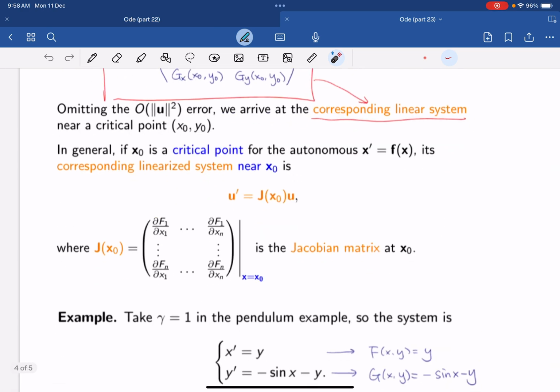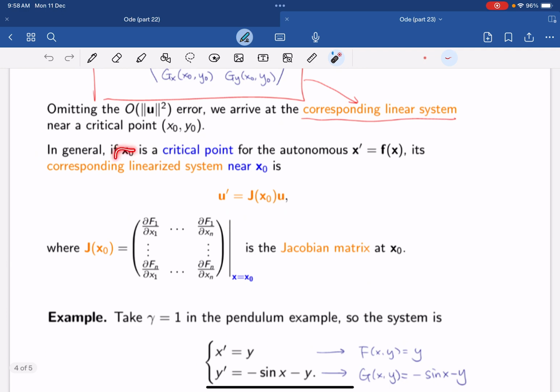So in general, we say that if x naught is the critical point, then the corresponding linear system is u prime equals the Jacobian at x naught times u, and the Jacobian at x naught is just this matrix, substituting in x equals x naught.